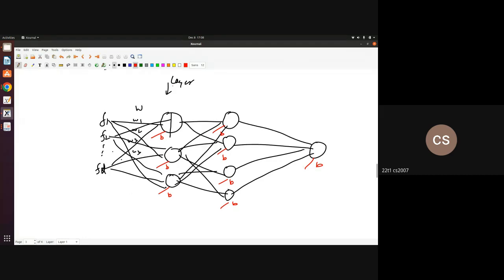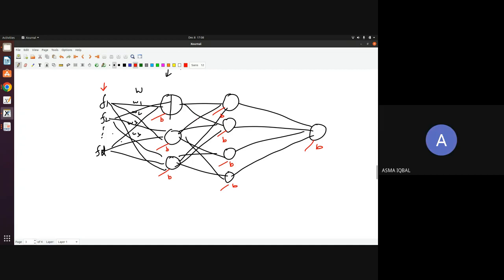But one thing we just discussed: the neurons at the input layer are, again, a kind of passive neurons. They do not perform any linear combination. They do not apply any activation function. They simply do the job of passing the input to the subsequent layers. So that's how it is.